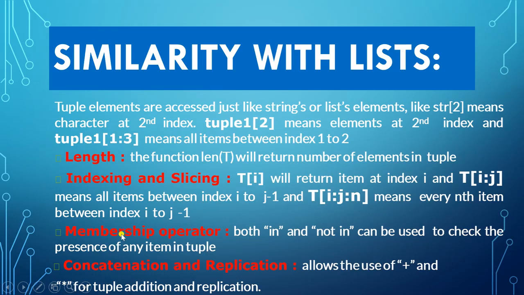Next is the membership operator. You know the membership operators. There are two operators, in and not in, that can be used to check the presence of any item in a tuple. Next is concatenation and replication. For concatenation, the plus operator is used, and for replication, multiplication is used. Okay, so these are the similarities with list.